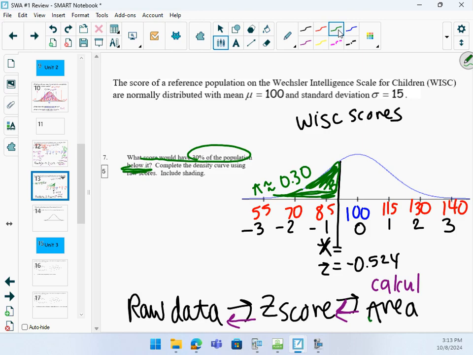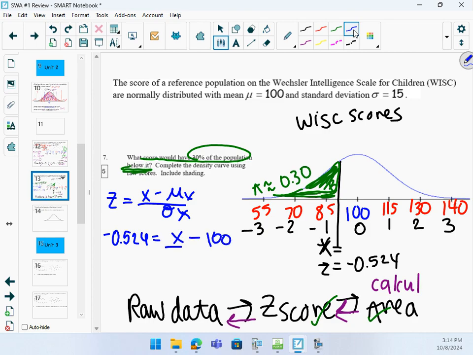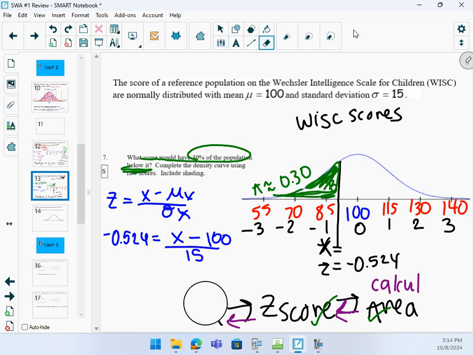So we used the calculator to help us find the area. We just found the z-score from the calculator. And now we're going to use the z-score to help us get the data value. So over here, the z-score formula is still x minus the mean over the standard deviation. This time I actually know what the z-score is. The z-score is negative 0.524. I don't know what x is. That's what I'm looking for, the data value. I know the mean is 100, and I know the standard deviation is 15. And then I'm going to erase this because I'm running out of room.